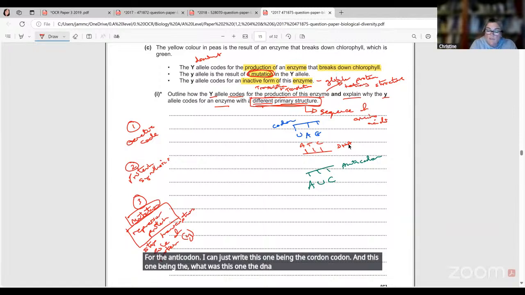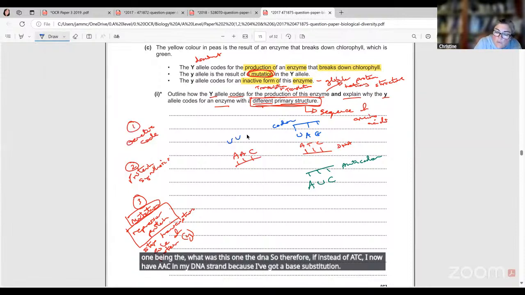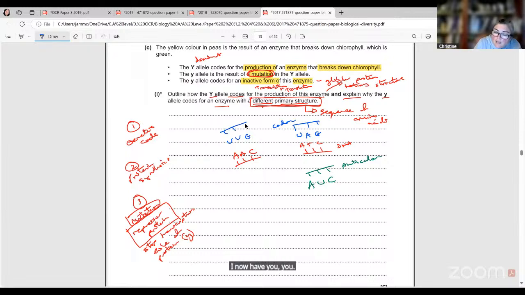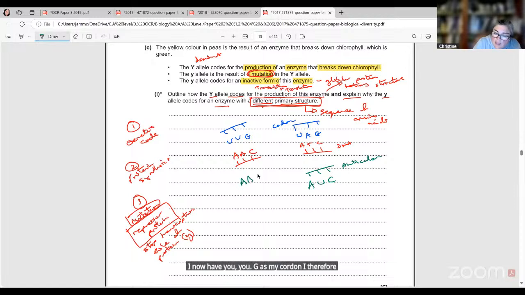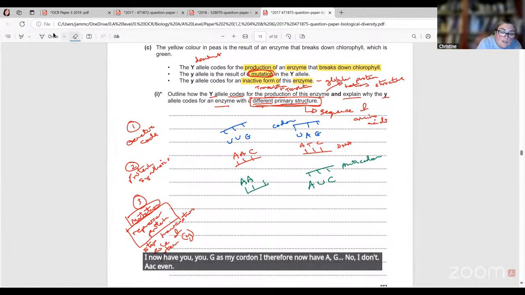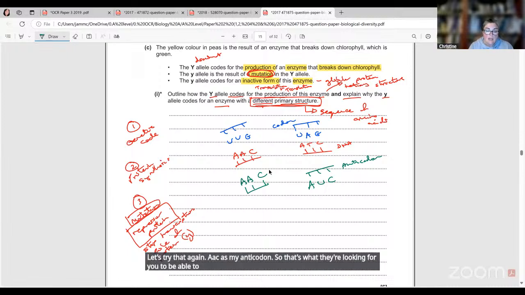So therefore, if instead of ATC, I now have AAC in my DNA strand because I've got a base substitution, I now have UUG as my codon. I therefore now have AAC as my anticodon. Let's try that again. AAC as my anticodon. So that's what they're looking for you to be able to talk about.